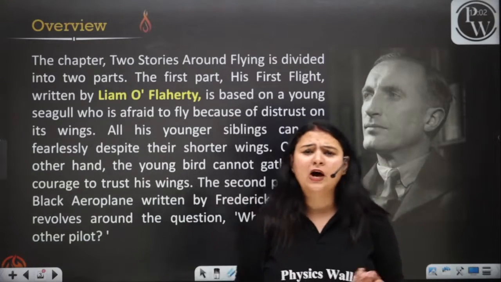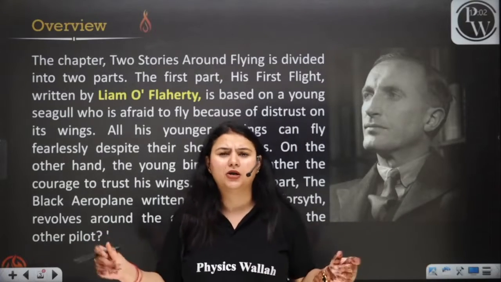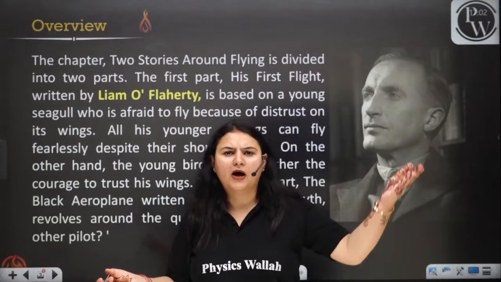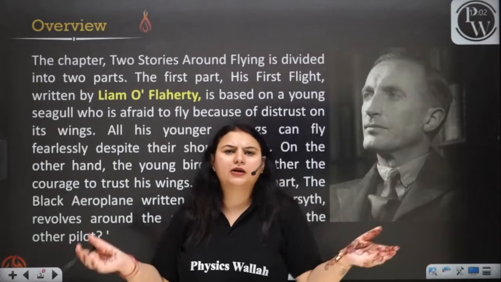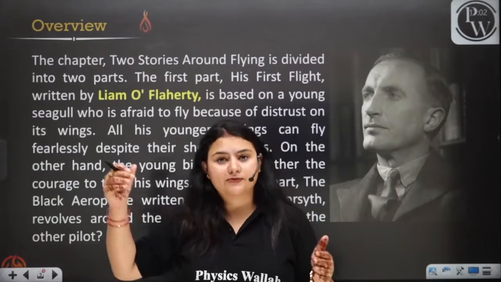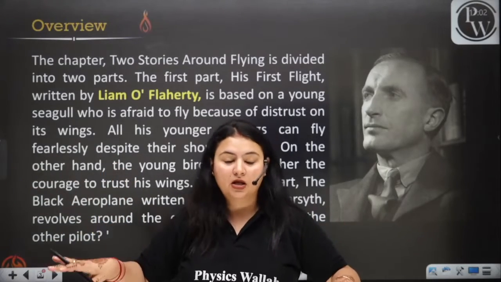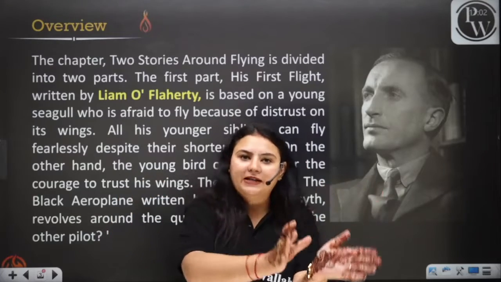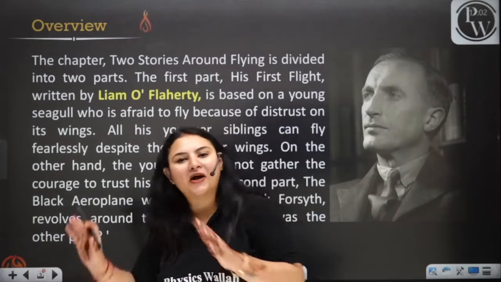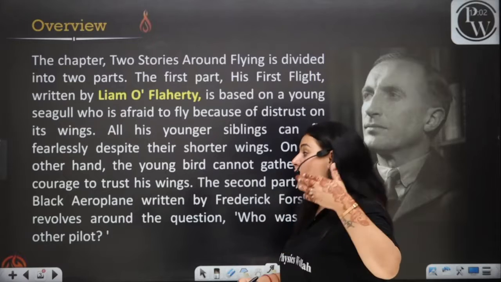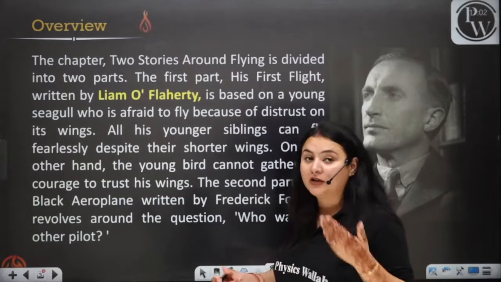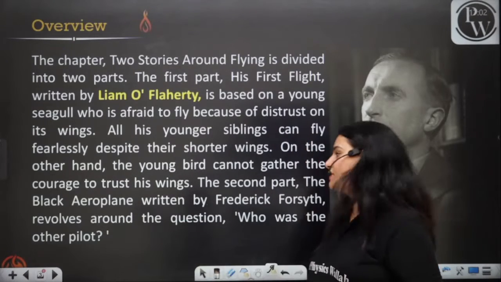Okay. Now, in this world, we have two types of people. One, who are quick learners. They can learn everything instantly. But there are a few people who are slow learners. They learn things, but they take a little bit of time. So our young seagull is like that only. Now, how does he overcome his fear? This we are going to learn in this chapter.